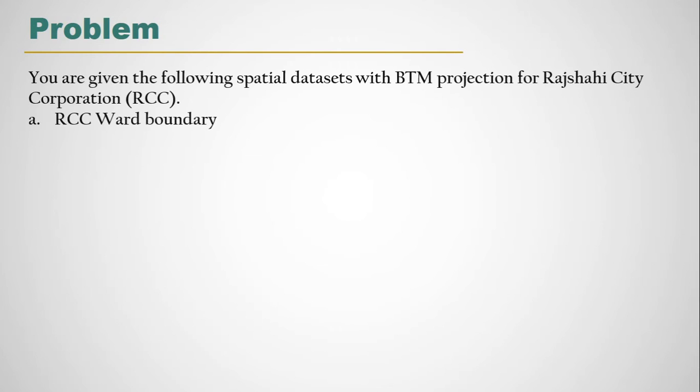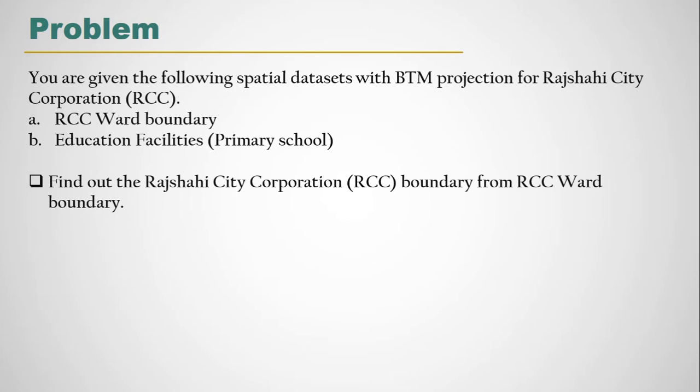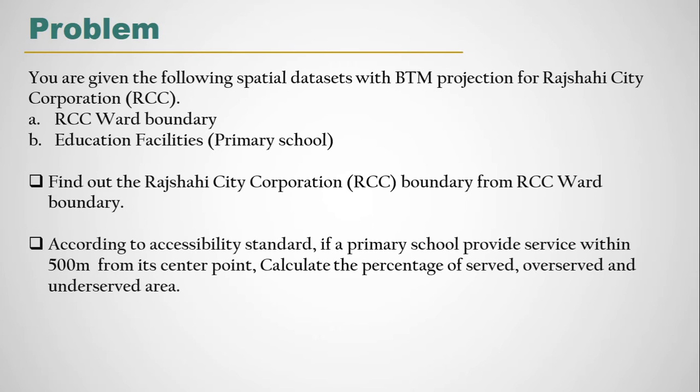You are given the following spatial data sets with BTM projections of Rajshahi City Corporation: 1, RCC ward boundaries, and 2, education facilities, specifically primary schools. You are asked to find out the Rajshahi City Corporation boundary from the ward boundaries. Another question is, according to accessibility standard, if a primary school provides service within 500 meters from its central point, calculate the percentage of served, overserved and underserved area. So let's begin with the project.